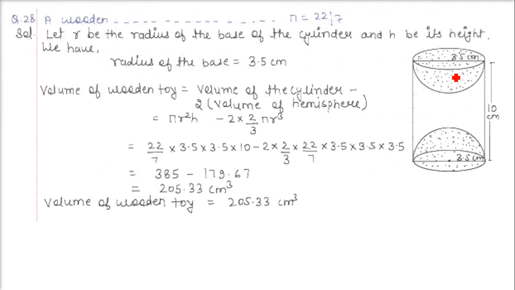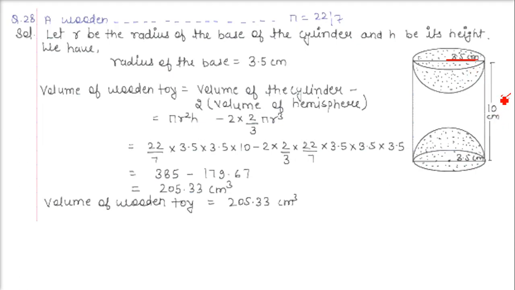Now there is a wooden cylinder actually, and two parts of hemisphere have been cut out. Two parts of this portion have been cut out. We have to find out the volume of the wooden toy. So let us assume the radius of the base of the cylinder is r. And what is the radius of the base of the cylinder? It is 3.5. It is already given. And radius of the base is given, and the height is 10.